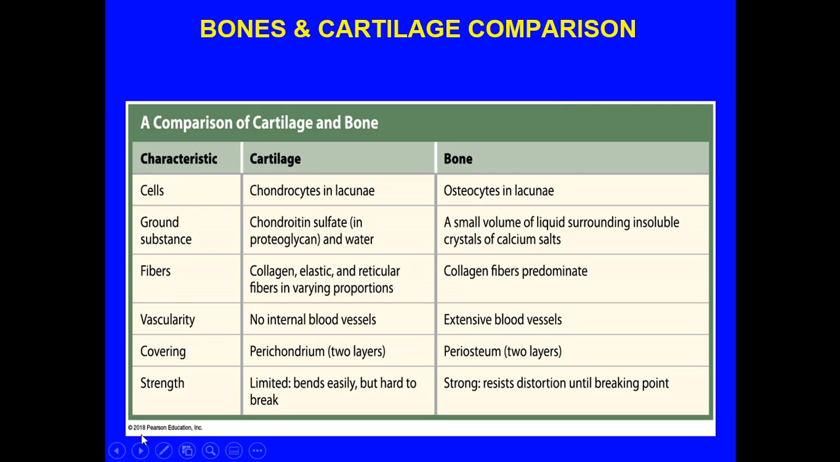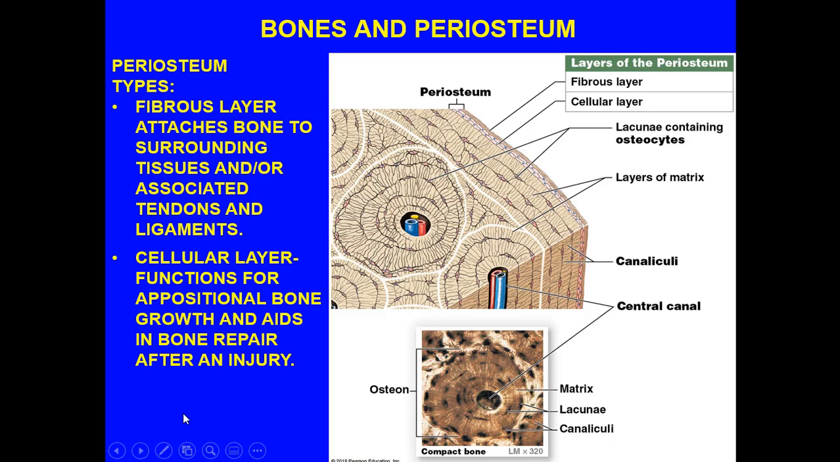because they're very, very important. Now, when we talk about bones and periosteum, there's a layer covering that occurs on bones. And periosteum types, you have a fibrous layer that attaches bone to the surrounding tissues and or is associated with tendons and ligaments. Okay, and you can see that on the outer edge. Underneath that is a cellular layer, which functions for appositional bone growth and aids in bone repair after an injury.